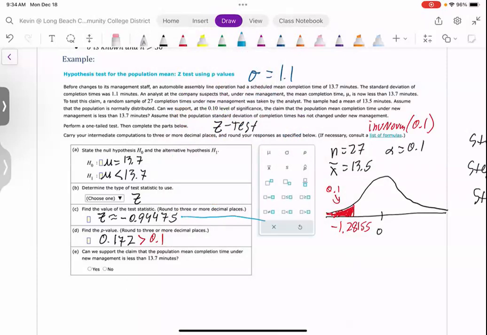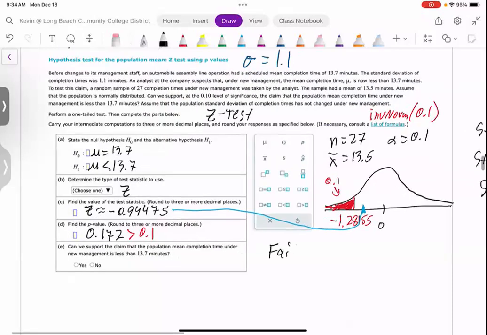Also, I want to point out that our test statistic is not in the critical region. It's over here somewhere, negative 0.9. So both the test statistic is not in the critical region, and our p-value is bigger than our alpha. So that tells us that we are going to fail to reject our null hypothesis, meaning we're sticking with 13.7 minutes is the mean time. So can we support that it's under that? No, we cannot in this case.